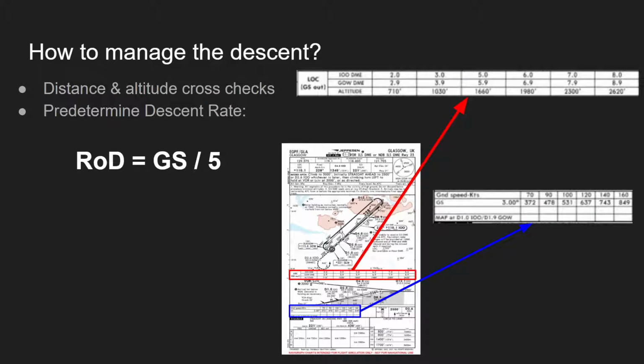How do we manage a descent? When we're flying, we need to follow that 3-degree glide slope. As you can see at Glasgow, it's a standard 3-degree glide, and I'll show you that in a second. As you can see here, it's a bit of a giveaway. But we already discussed the distance altitude cross checks. We're going to do these cross checks. But what descent rate do we need to respect those, to fly a continuous descent?